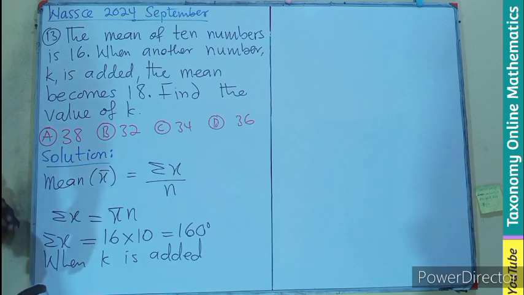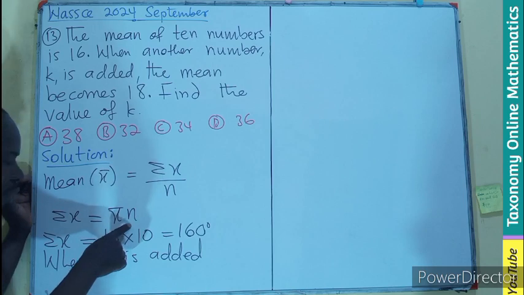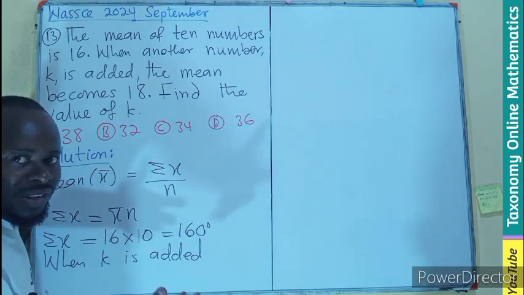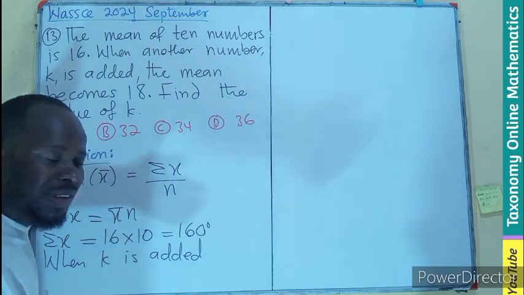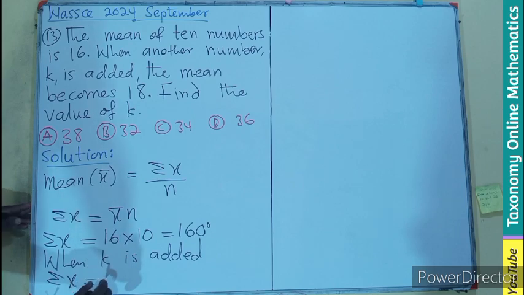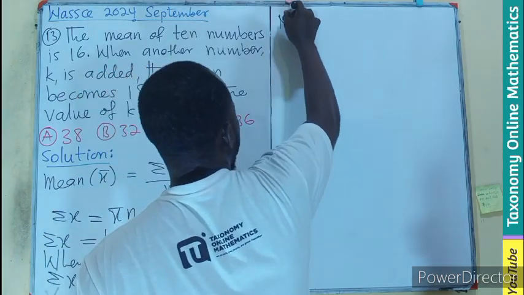So we can see that when k is added, are we going to add the k to the mean or to the number or to the sum of numbers? You see, we have added all the numbers to be 160. If I am adding another number, I'll be adding it to the 160. So your summation becomes 160 plus k.